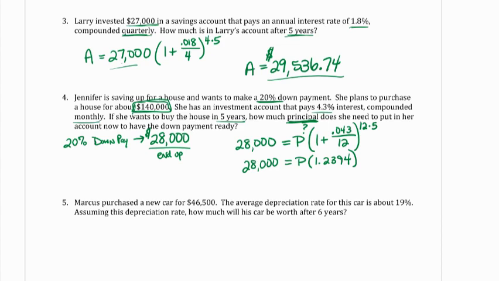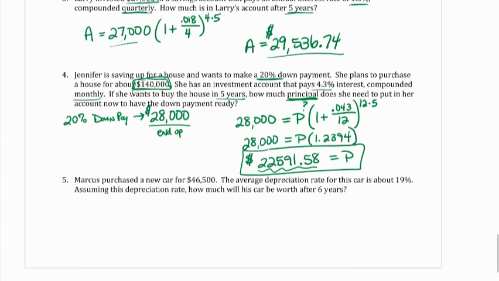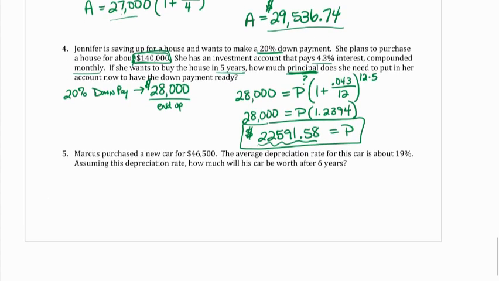So I just have to divide both sides by my 1.2394. So 28,000 divided by 1.2394, and we get 22,591.86, or 22,591.58 if I round up, equals P. Now this time we should expect this number to be smaller than our 28,000, which it is, because this is how much I need to start with so that I can end up with that down payment of $28,000. Okay, so same formula, but you're solving for a different variable there.